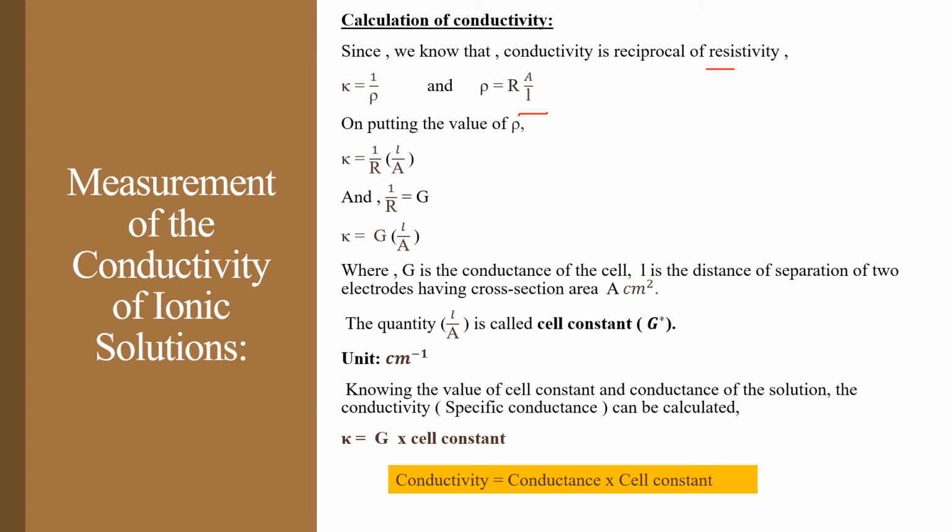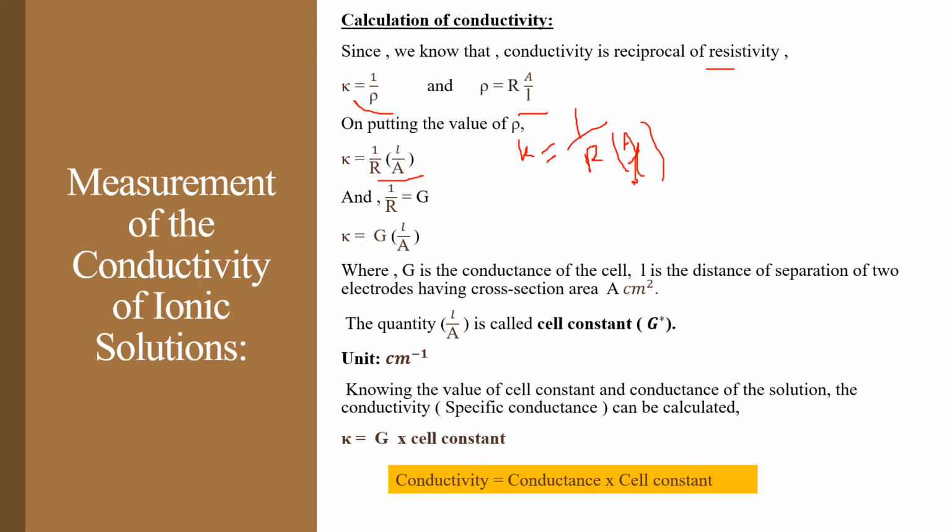So on putting the value of rho in the equation of kappa, we will get kappa equal to 1 upon R into L upon A. Since kappa is equal to 1 upon rho, on replacing the value of rho, 1 upon R into A upon L, area upon length. Now on rearranging this equation, we will get this equation.